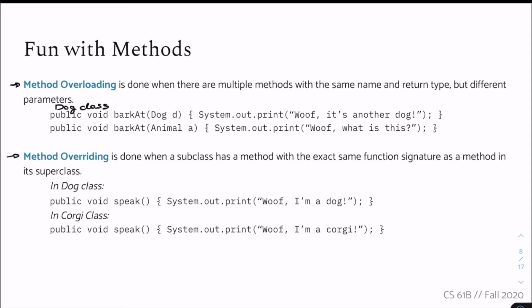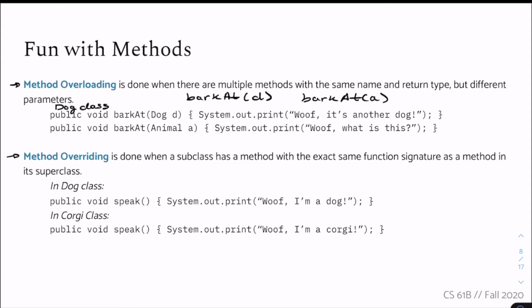So if you were to call barkAt on a dog, then you would get woof, it's another dog. But if you were to call barkAt on an animal, instead you would return woof, what's this? And so the goal of your system is to find the function signature that most closely matches what you're passing in. And so it will be able to tell the difference based off of the variable that you pass in.